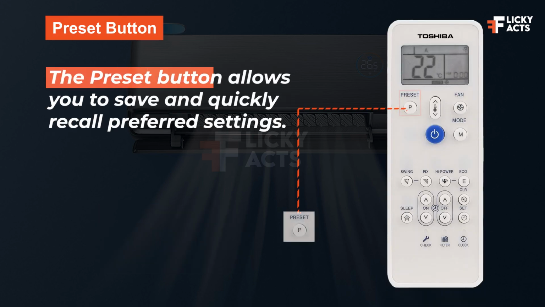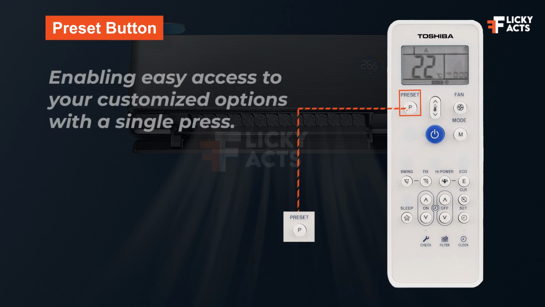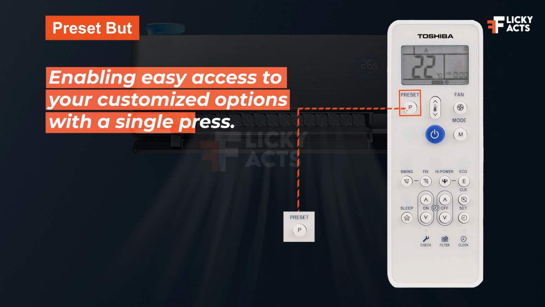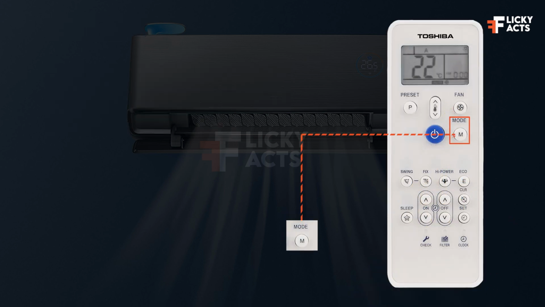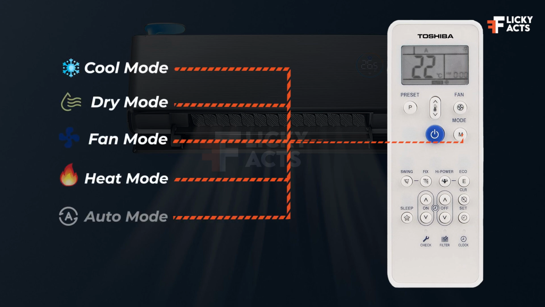The preset button allows you to save and quickly recall preferred settings, enabling easy access to your customized options with a single press. Press the mode button to cycle through different modes depending on your need. Cool mode, dry mode, fan mode, heat mode, auto mode.